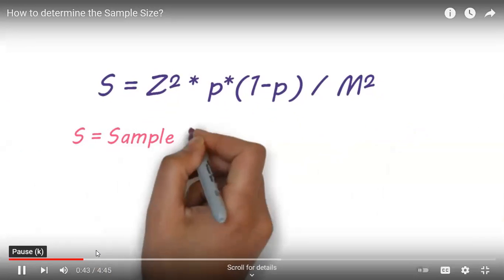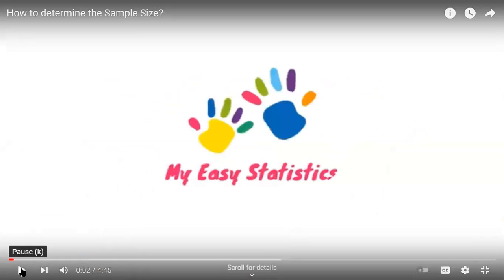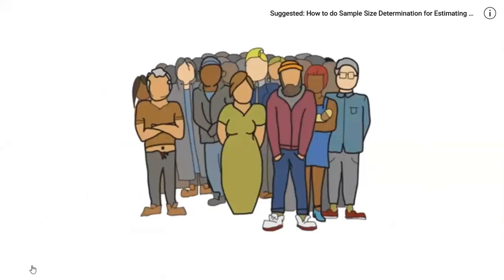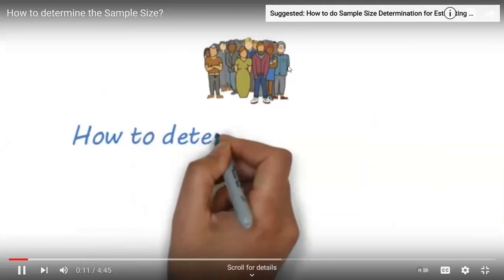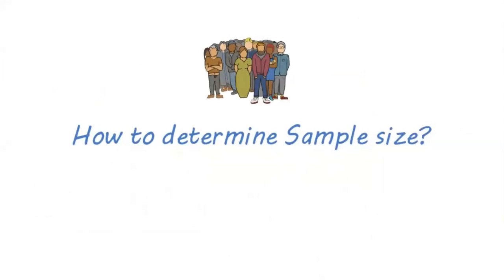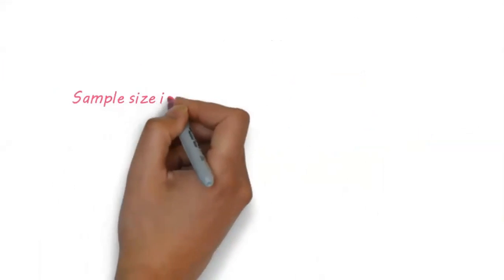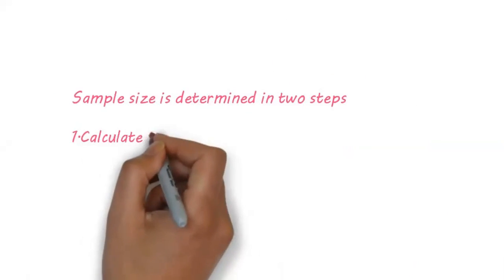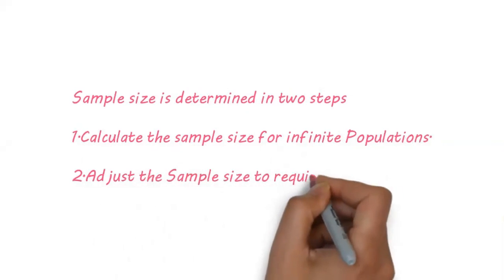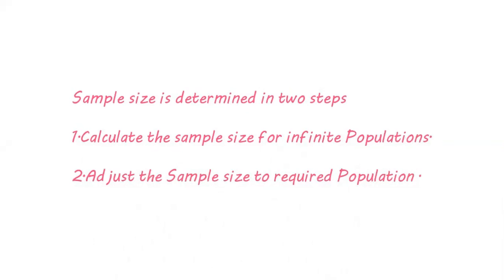Oh, phew. Sorry. Welcome to my easy statistics. In this video, I'm going to discuss how to determine the sample size. Sample size is determined in two steps. First, calculate the sample size for infinity population. Second, adjust the sample size to the required population.